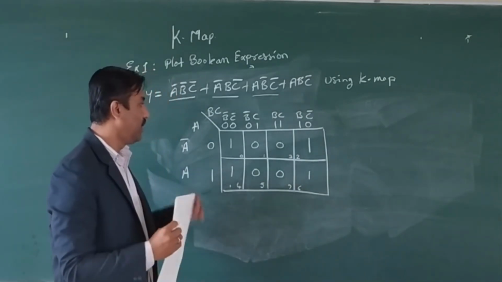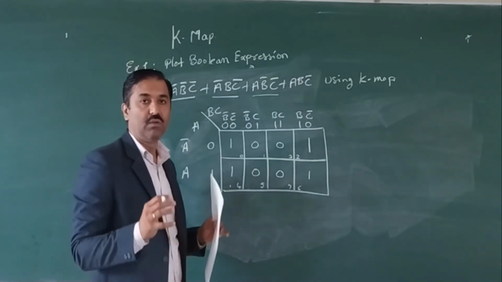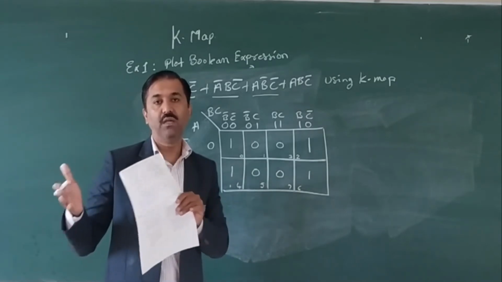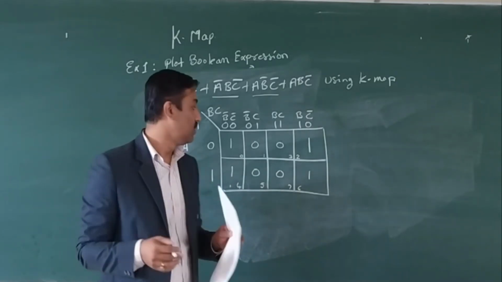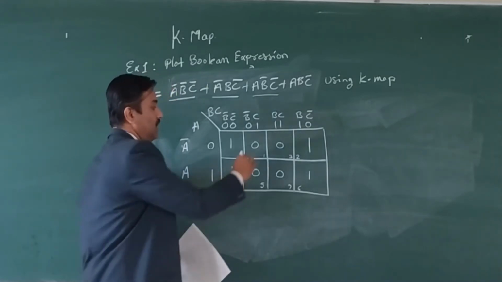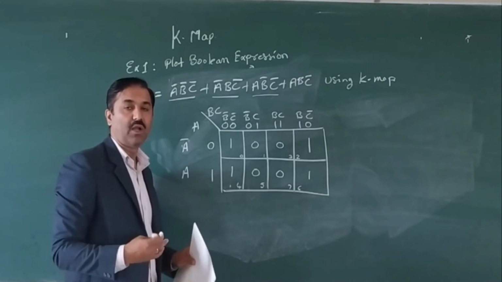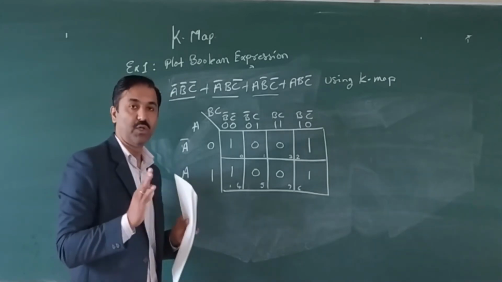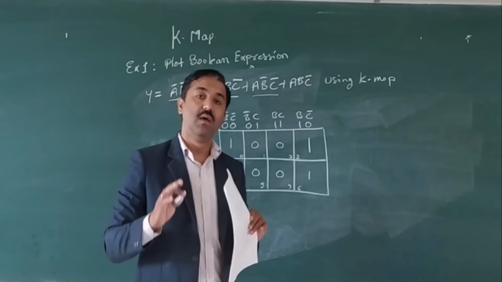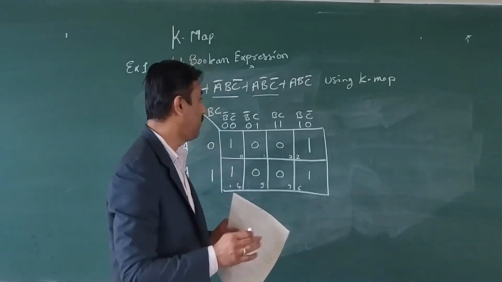So I am going to group those ones now. Grouping 8, 4 and 2. Is there a possibility of grouping 8 ones? No, because the 4 cells are empty and are not a part of my Boolean expression. So the possibility of 8 grouping is not there. Is there a possibility of grouping 4? Yes, there is a possibility of grouping 4.